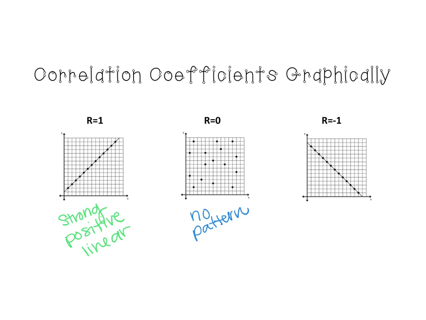And then for R equals -1, the slope of that line is negative, so that's a strong negative and linear correlation. You'll notice that for R equals 1 and R equals -1, all the points lie on the same line. If the points are not on the same line, then it's not going to have a correlation of 1 or -1.